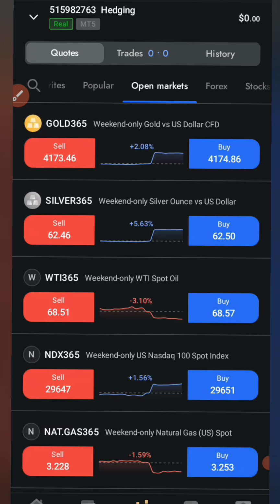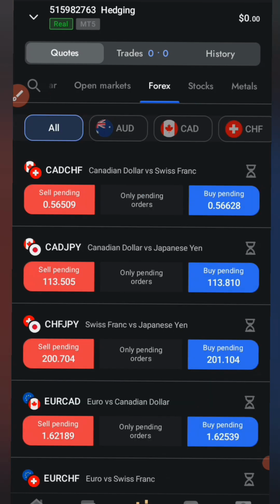We have also open markets. This is weekend only gold versus US dollar. We have weekend only silver versus US dollar. Weekend only WTI spot oil. Weekend only US Nasdaq 100. Remember, if you are trading on weekend, you can open on these assets.